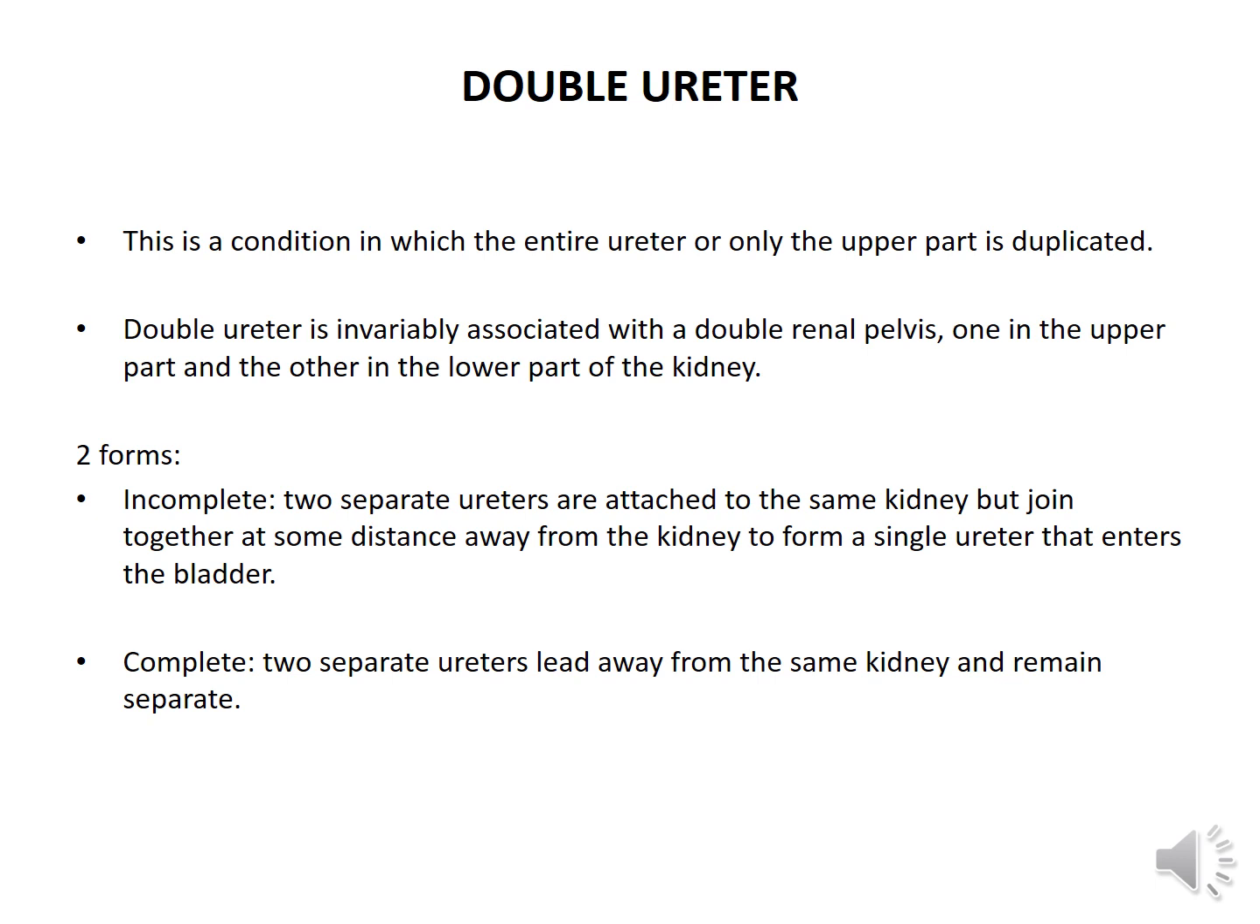Double ureter is invariably associated with double renal pelvis, one in the upper part and the other in the lower part of the kidney. There are two forms of double ureter. It can be incomplete or complete.